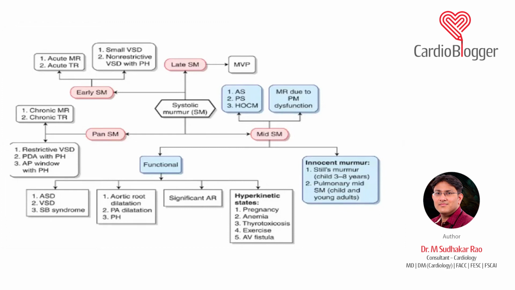I think this is a classical triad: VSD, chronic severe TR and chronic severe MR. They have a pan-systolic murmur. However, there are a few other differentials, like an aortopulmonary window with pulmonary artery hypertension, or a patent ductus arteriosus. We know that a patent ductus arteriosus produces a continuous murmur. However, if the PDA has high PAH, like in newborns and infants where pulmonary hypertension is there, or in patients with severe PAH, the diastolic component is the first to cut off and you get only a systolic murmur. So these are the rare examples of a pan-systolic murmur.